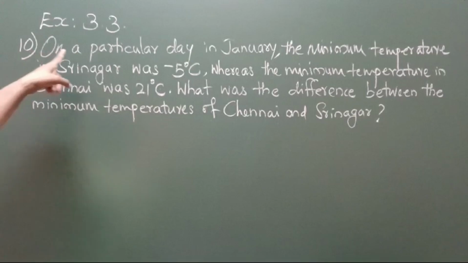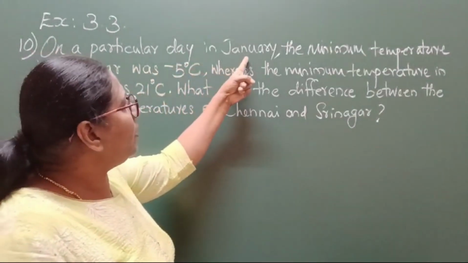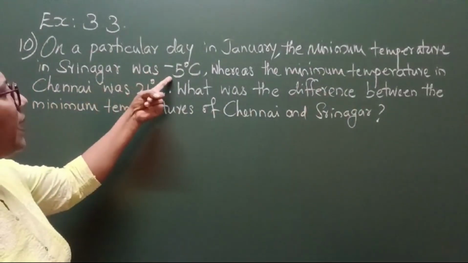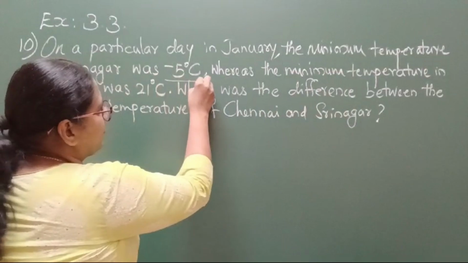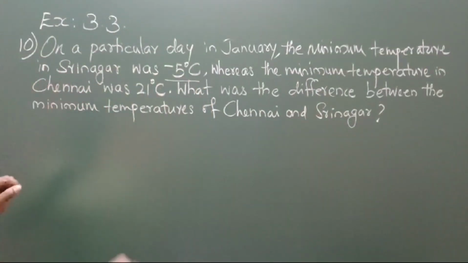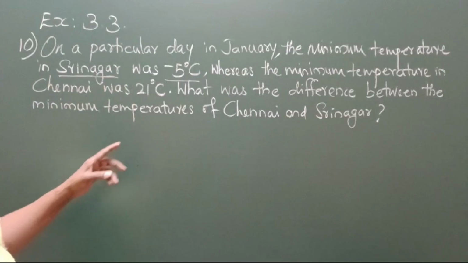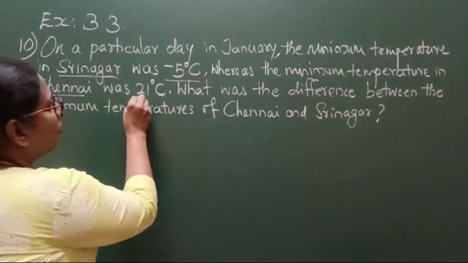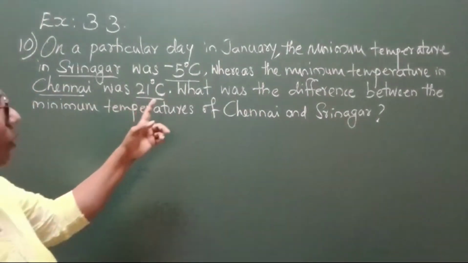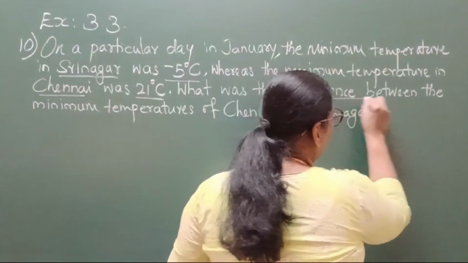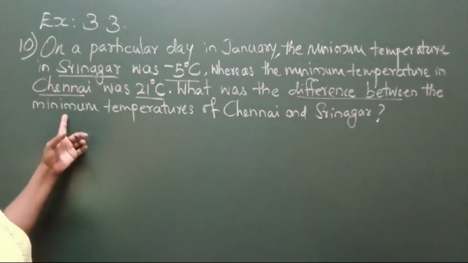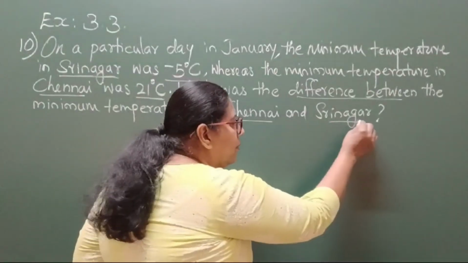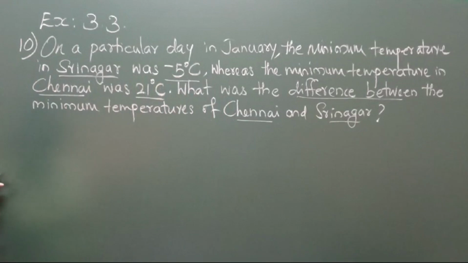Question number 10. On a particular day in January, the minimum temperature in Srinagar was minus 5 degrees Celsius, whereas the minimum temperature in Chennai was 21 degrees Celsius. You have to find the difference between the minimum temperatures of Chennai and Srinagar. This is what the question says.